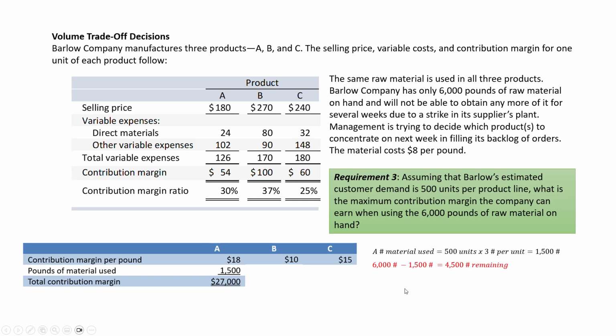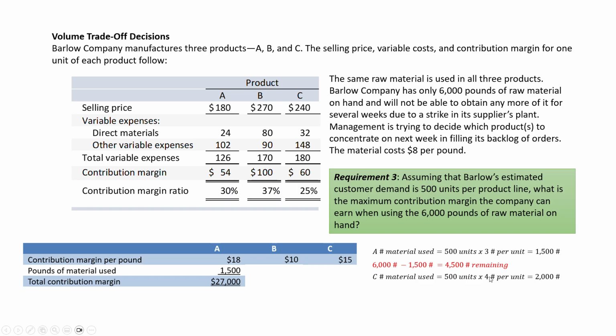Well, how much material do I have left? I had 6,000 pounds. We used 1,500 to make 500 units of A, so I have 4,500 left. Where am I going to go next? I'm going to go to C, which earns me $15 per pound. Now, I have 500 units of C times $4 per pound.